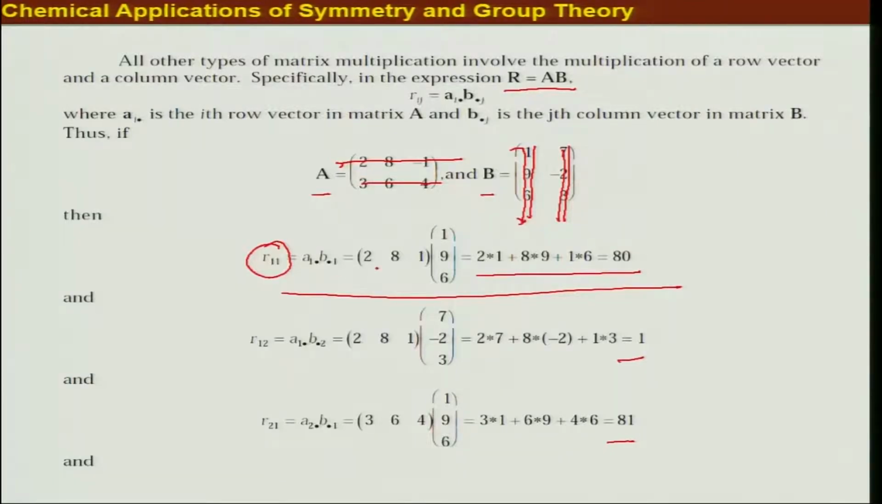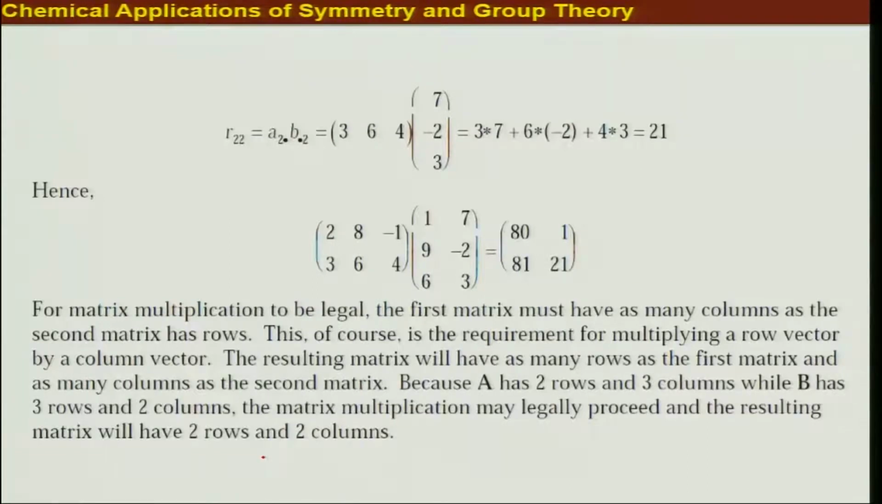R11, as I said, follows the first row of the first matrix and multiplies with the first column of the second matrix, and R12 will be the first row of the first matrix multiplied to the second column of the second matrix. In that way it will keep going, and ultimately you will get all the elements of the resultant matrix, and ultimately you have a product like this.